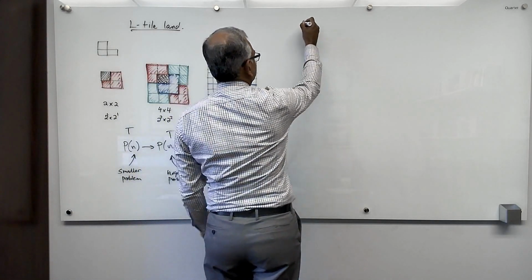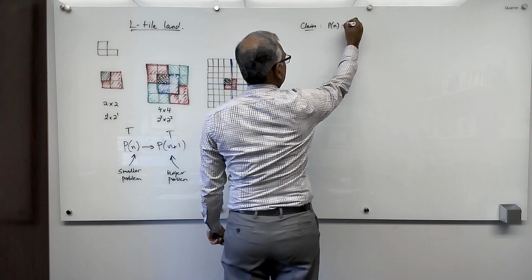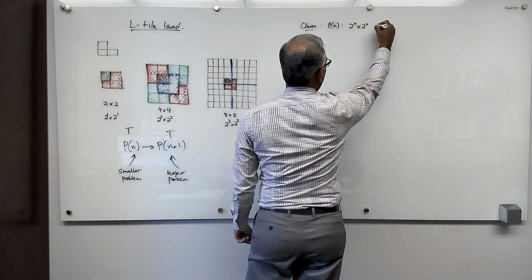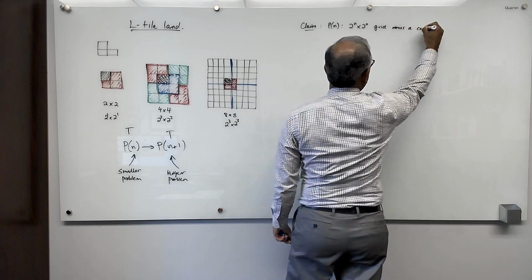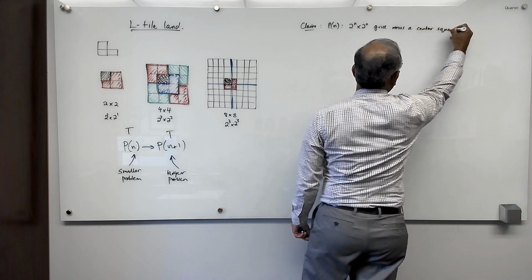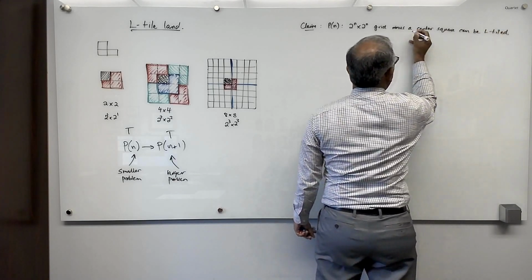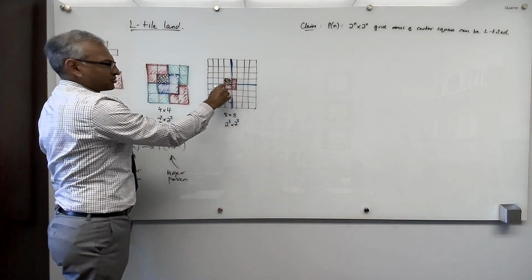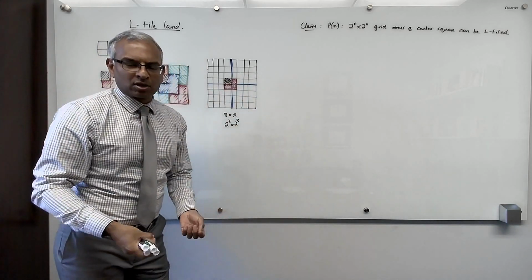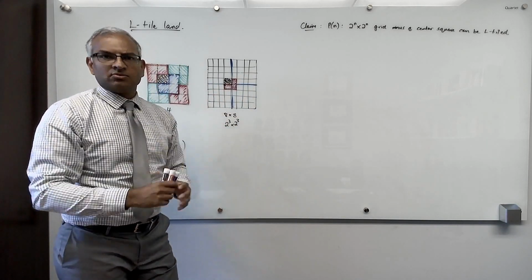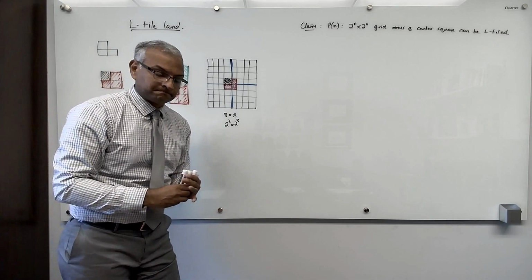So, claim: P of n, the 2 to the n by 2 to the n grid minus a center square can be L tiled. Okay, now why do I say a center square? Because actually there are 4 center squares in any such grid. So you can pull out any one of those center squares and you can tile it. Okay, so let's prove this by induction.